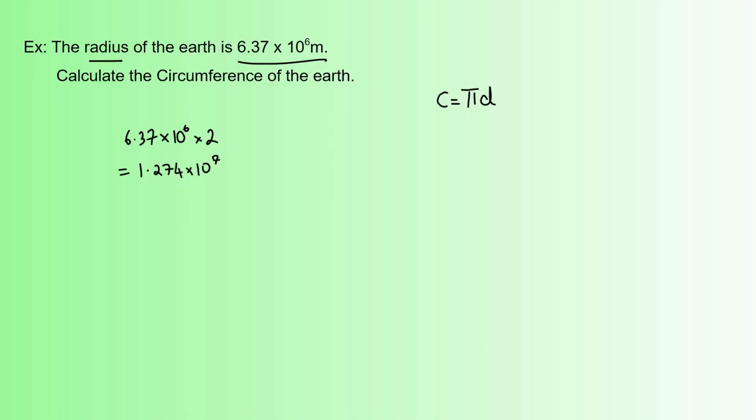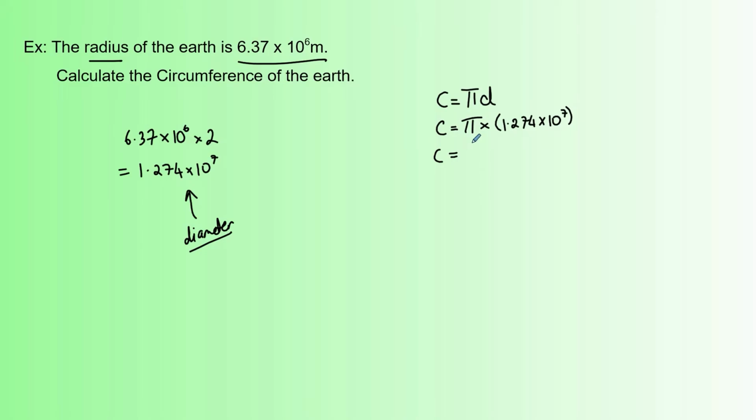Let's try that again. So 1.274 times 10 to the power 7. Now that would be our diameter. Again, just labeling it makes that a little bit clearer to see. The circumference of the Earth here is pi times the diameter. So the diameter is 1.274 times 10 to the power 7. I put it in a bracket.